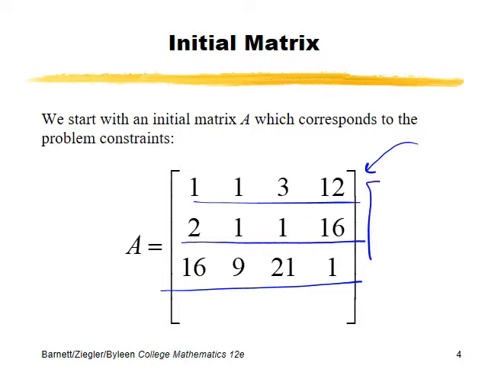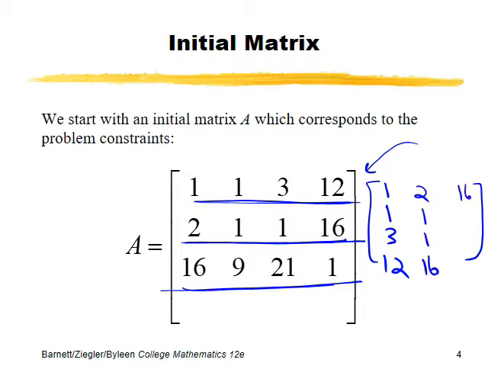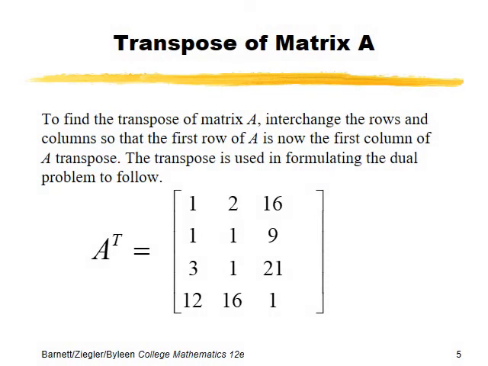What is transpose? You have learned this in college algebra. We interchange rows with columns. If I change this row into a column, it will become 1, 1, 3 and 12. I will change this row into a column, it will become 2, 1, 1 and 16. I will change this row into a column, it will become 16, 9, 21 and 1. So this is called the transpose of this matrix. After taking the transpose, here you can see this is the transpose.